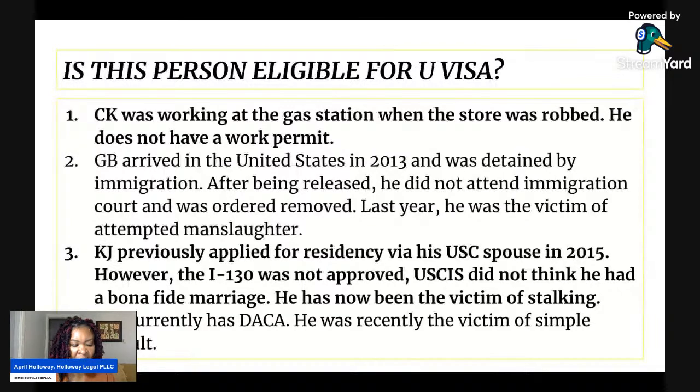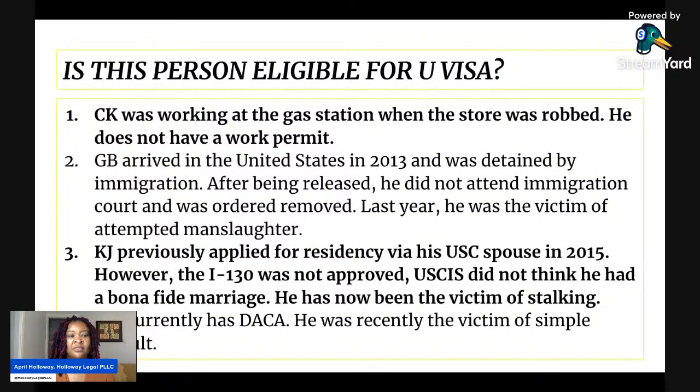All right, so number 3. KJ previously applied for residency via his USC spouse in 2015. However, the I-130 was not approved. USCIS did not think he had a bona fide marriage, and he has now been the victim of stalking. So will KJ be able to apply for a U visa?